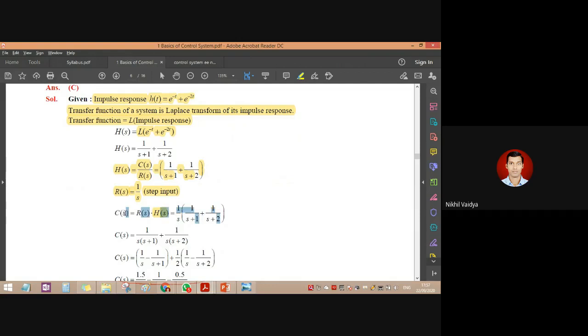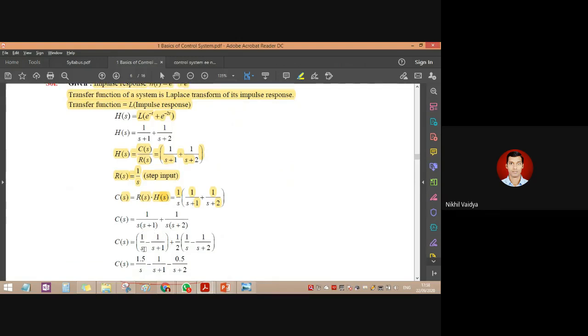So C of s will be what? That is what we have to calculate. So C of s is equal to R of s into H of s. So when we multiply them, finally we will get this particular answer. So C of s is equal to this. Okay, 1 upon s will get multiplied here. So C of s is equal to, again we will just separate it with the help of partial fractions. So now when we use A upon this and B upon this, we will use partial fractions here. So here we will get A as 1 and B as 1 by 2. Okay, so we will get this particular equation, and finally this is nothing but what?